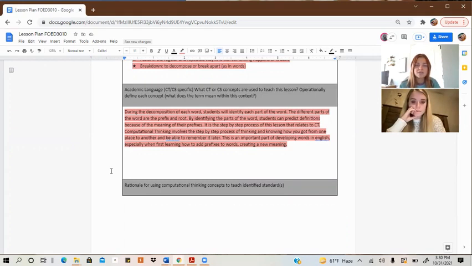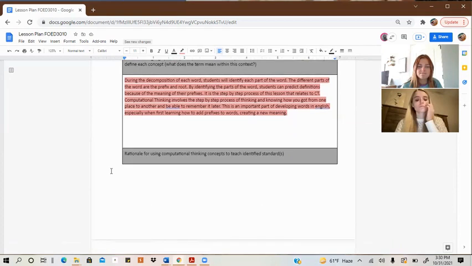Computational thinking involves the step-by-step process of thinking and knowing how you got from one place to another and to be able to remember it later. This is an important part of developing words in English, especially when they're first learning how to add prefixes to words to create a new meaning.